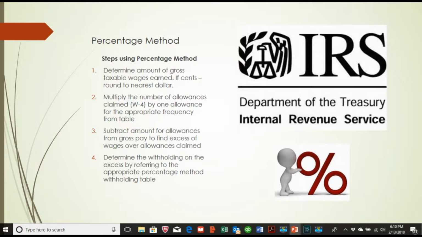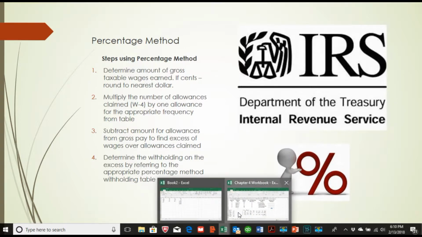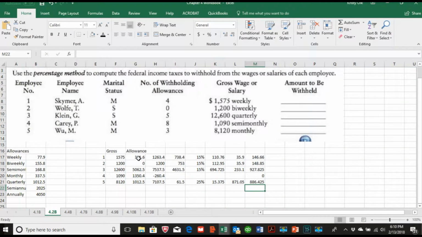First, we have to determine the amount of gross taxable wages earned. If it's cents, we round to the nearest dollar. We multiply the number of allowances claimed by one allowance for the appropriate frequency from the table. Just for a quick reminder, that's where we took this amount here. We multiplied 4 times 79. We subtract this amount for the allowances from the gross pay to find the excess of wages over allowance claimed. That gave us this much.